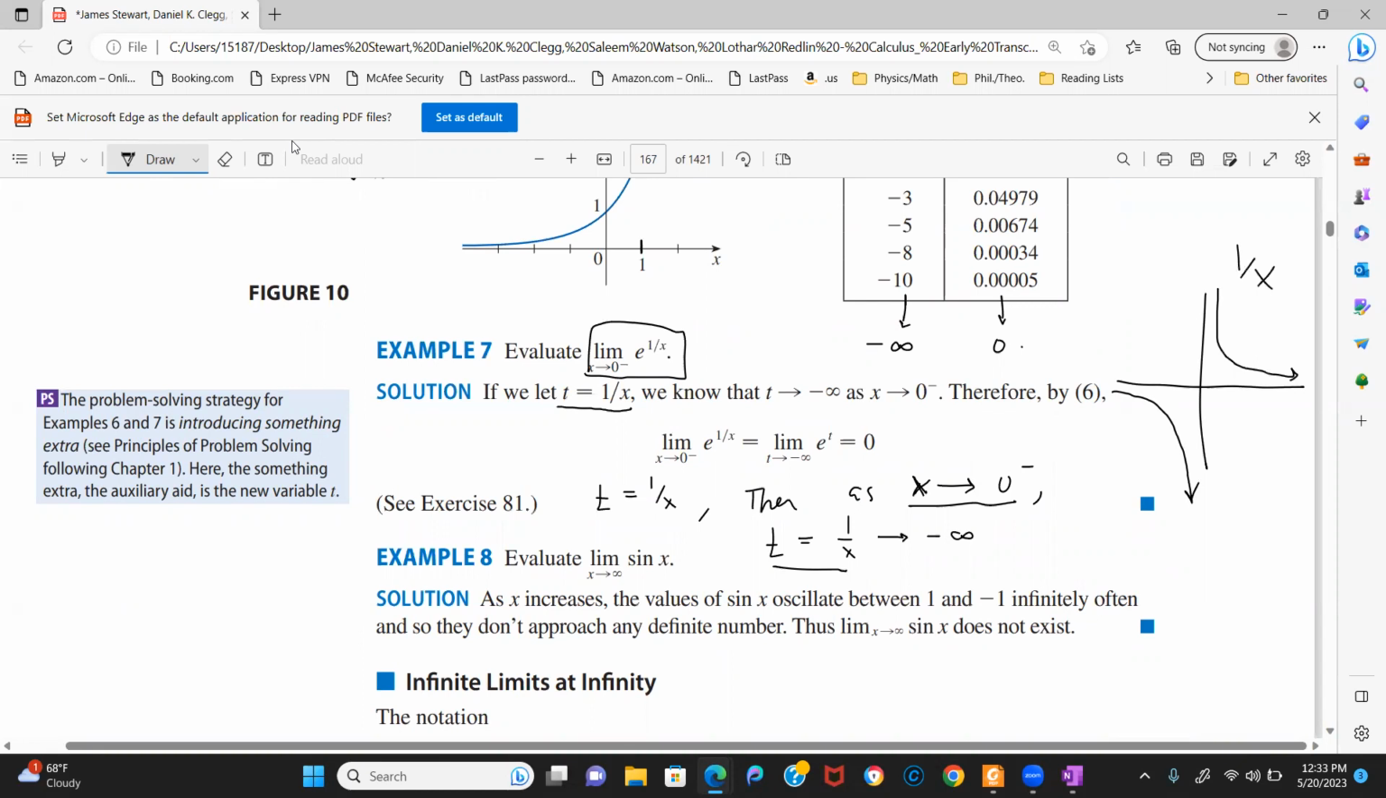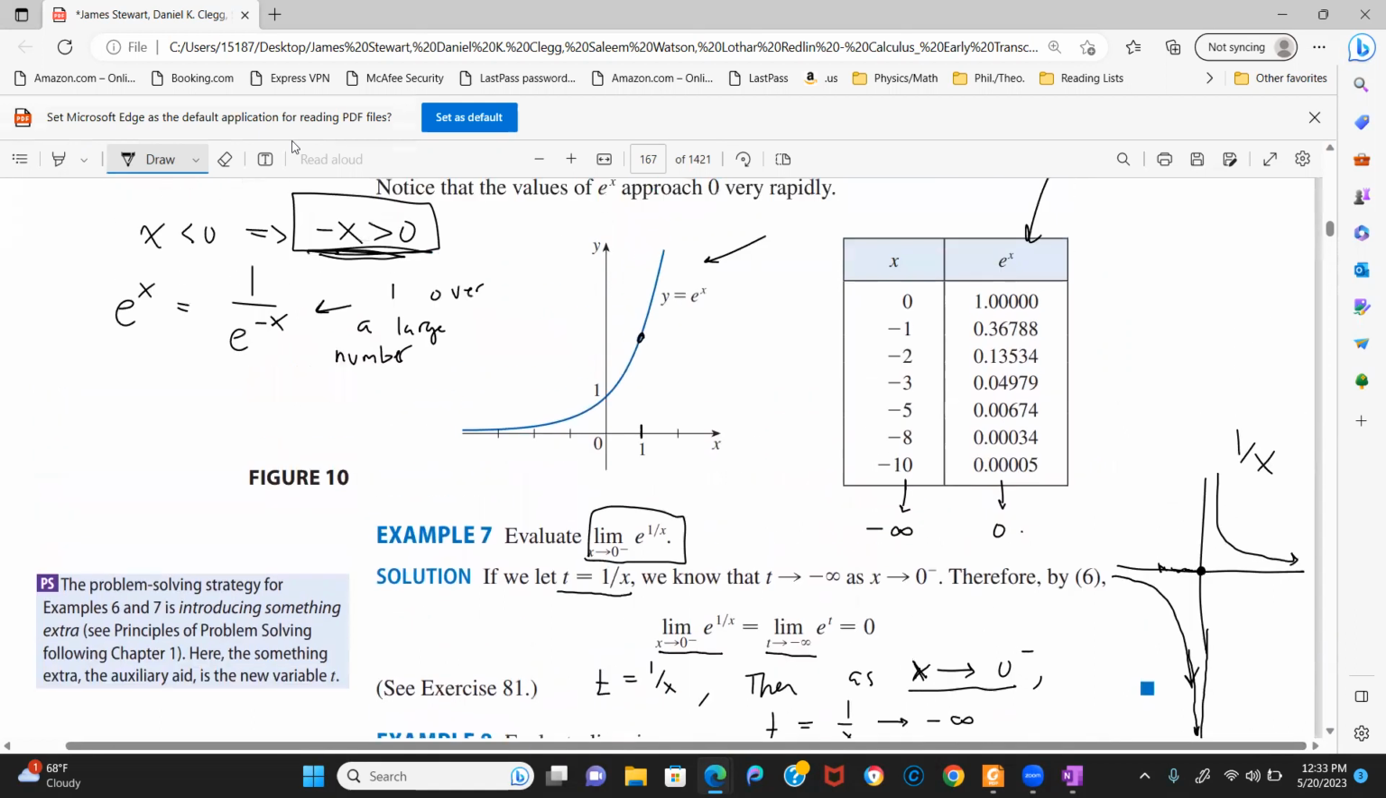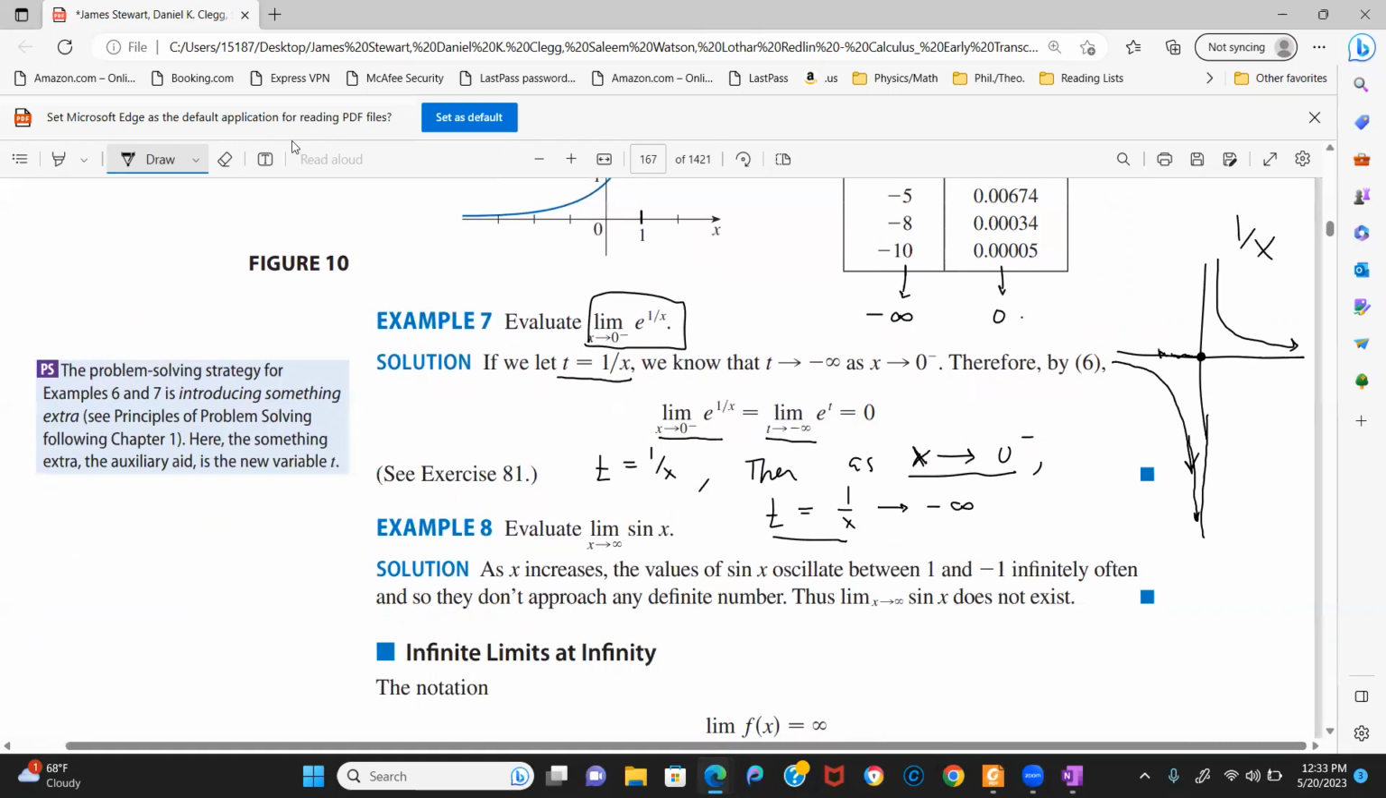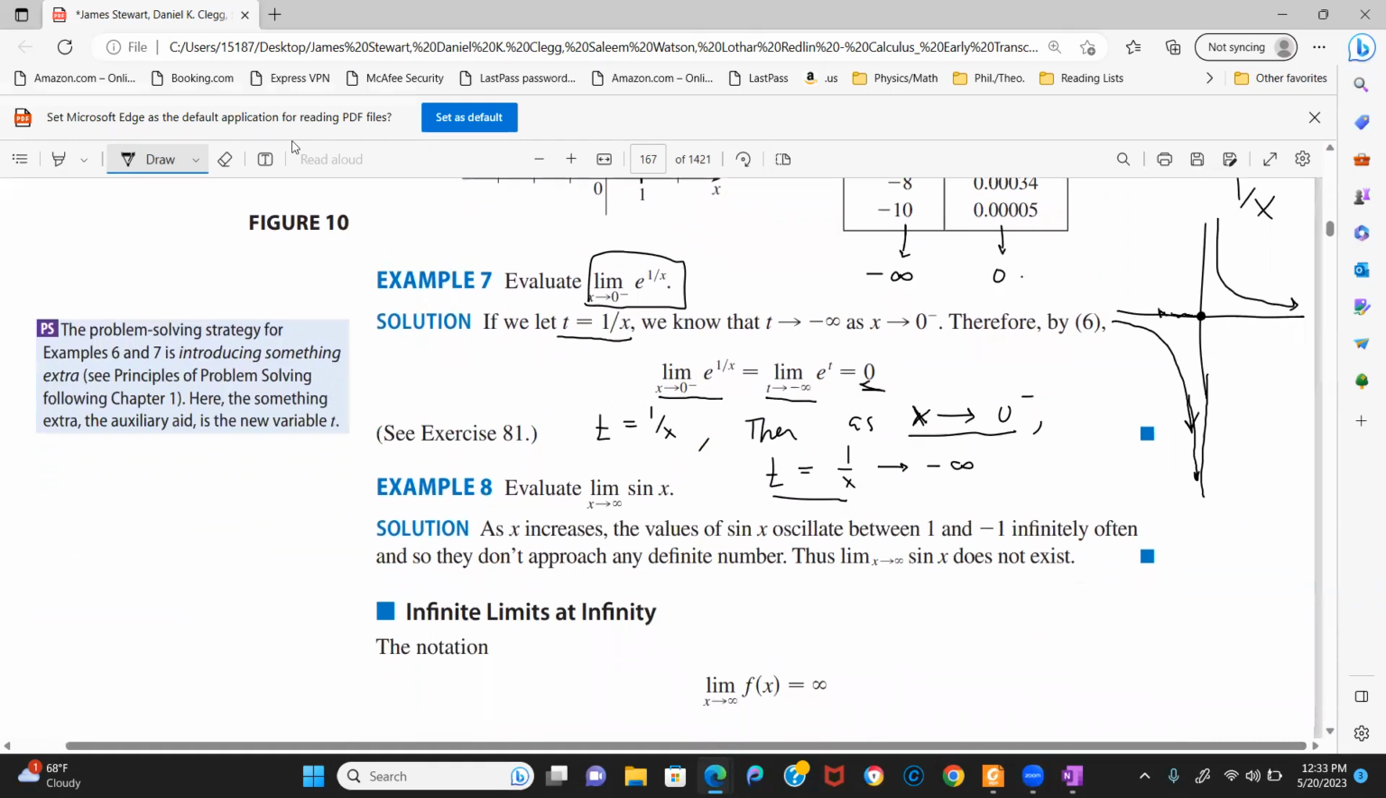This is 1 over x. Here's 0, and as you get closer and closer to 0, this curve is getting closer and closer to going off to negative infinity, right? So then the original limit is equivalent to the limit as t goes to negative infinity of e to the t. And now that's exactly this limit up here, but where x is replaced by t. So no difference, and we know for a fact that that's 0.